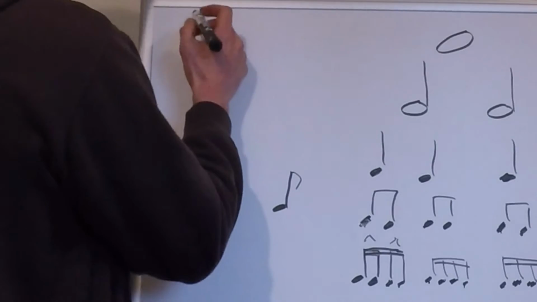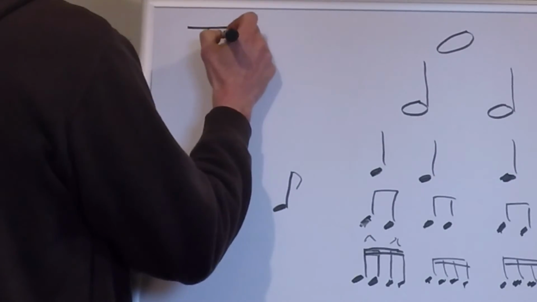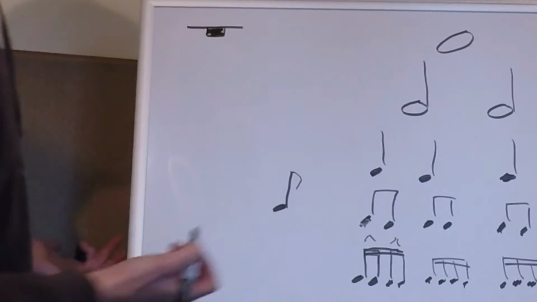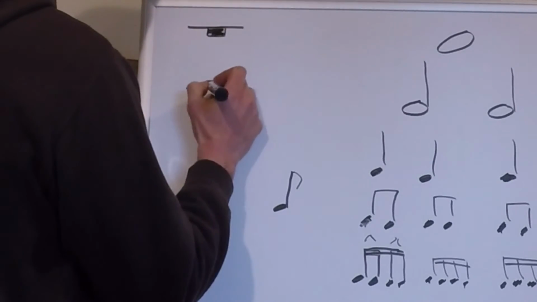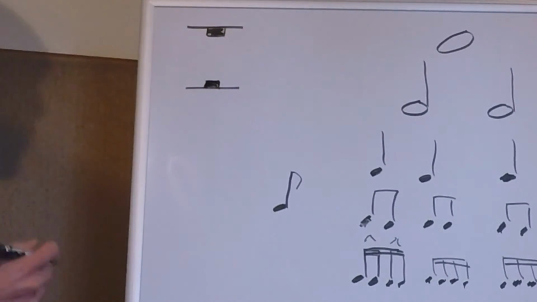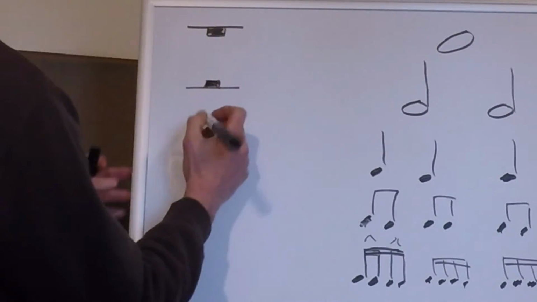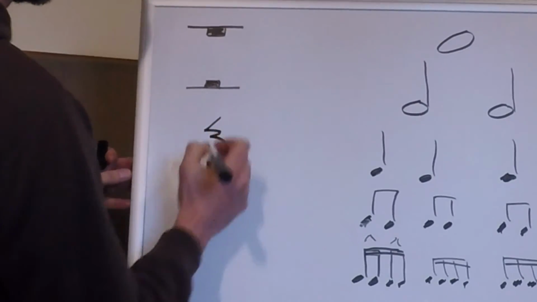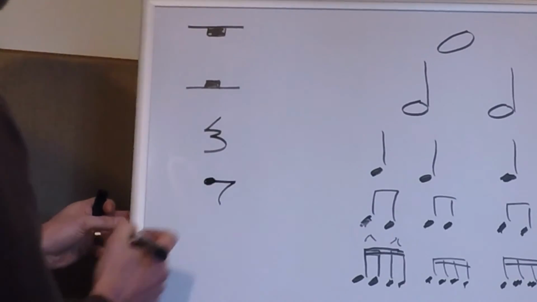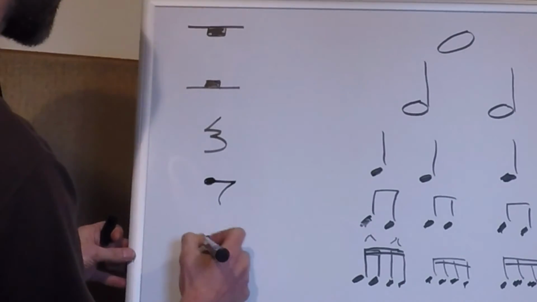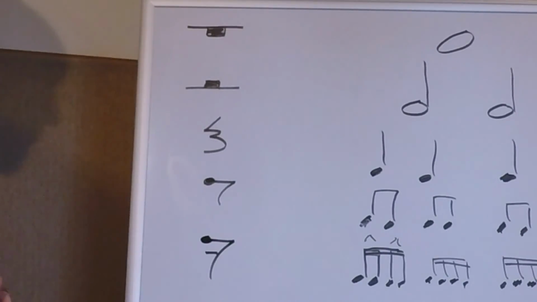The equivalent rest of a whole note is the whole rest, which is basically a rectangle that hangs below the staff line. A half rest is a rectangle that is above the staff line. The quarter rest looks something like this. The eighth rest kind of looks like a 7 with a dot at the top of it. And then the 16th note rest is the same, but has another little flag that hangs off of it.